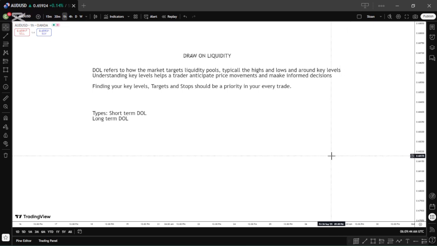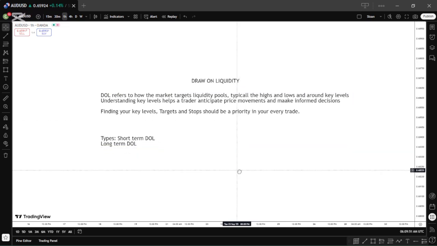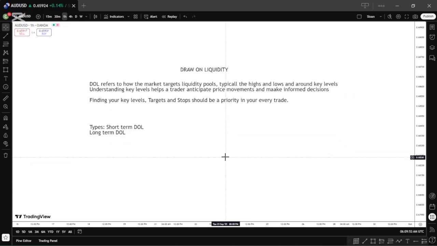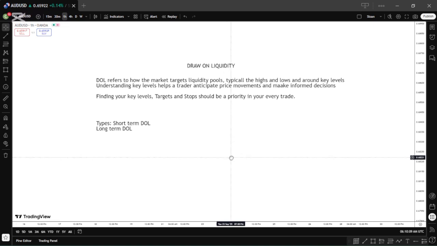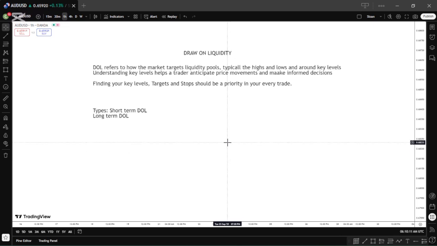All right, so what is draw on liquidity? Draw on liquidity refers to how the market targets liquidity pools, typically the highs and lows and around key levels. Understanding key levels as a trader helps anticipate price movements and make informed decisions. Now, finding your key levels has to be one of the very first things you look for when taking any trade. It has to be one of your priorities in a particular trade.